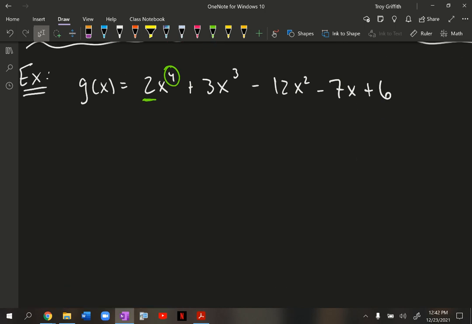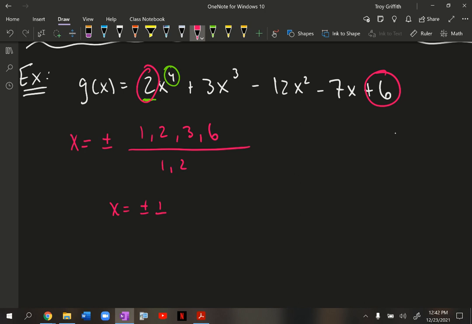But let's begin by just setting up our list of possible rational roots. Remember, what we do is we take all of the factors of the constant. So it's going to be 1, 2, 3, and 6, divided by all the factors of the leading coefficient. All the factors of 2 would be 1 and 2. So what does this mean? This means we've got a lot of different things here. We've got plus or minus 1 over 1, plus or minus 2 over 1, plus or minus 3 over 1, plus or minus 6 over 1.